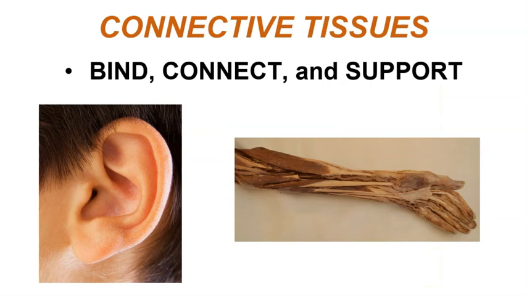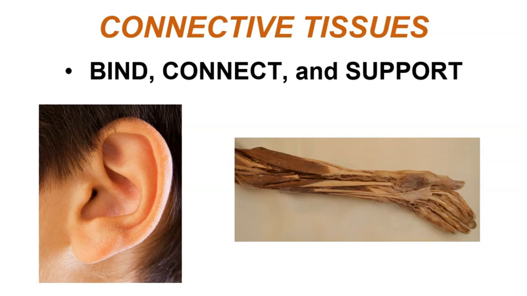Next, we have connective tissues, and connective tissues are the tissues that bind, connect, and support all of the other tissues of the body. And they also have protective functions as well. So for example, in the image on the left here, we have an external ear, which is mostly composed of cartilage. The cartilage of the external ear is going to function in support of that structure.